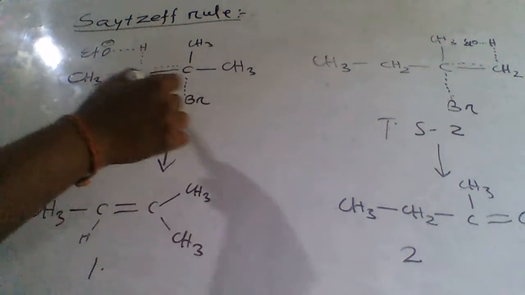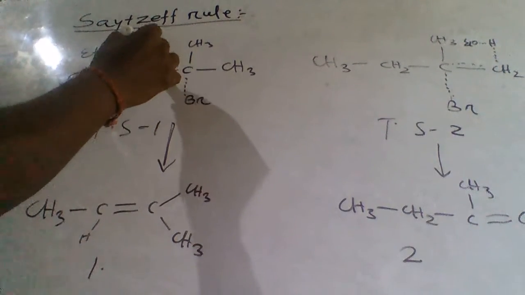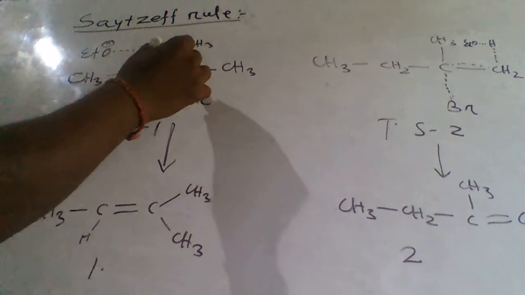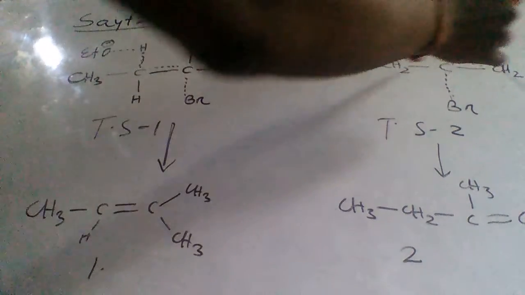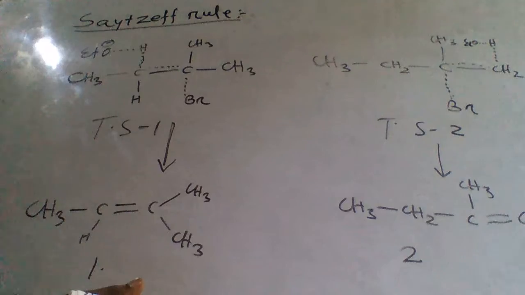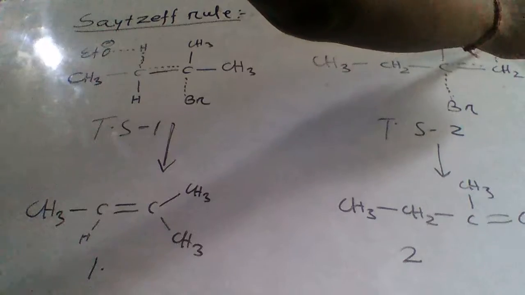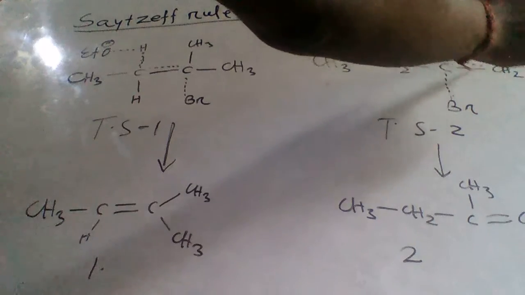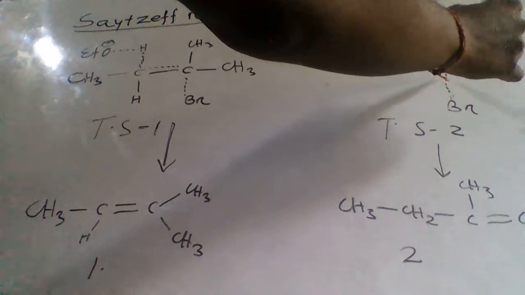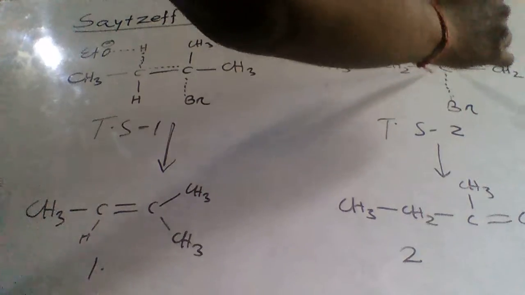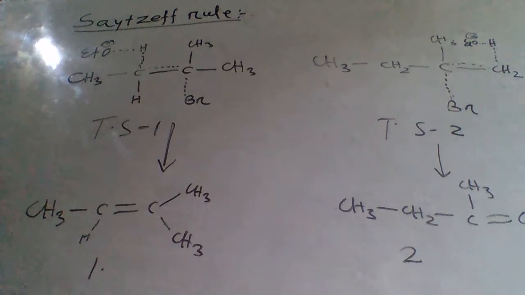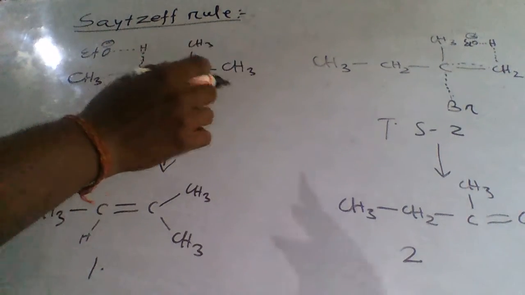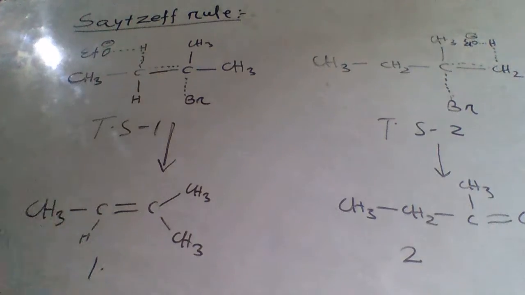And in this transition state, it shows that this is more stable as compared to this one, which I will show in the energy profile diagram. Here the base is abstracting this CH3 proton, this double bond is forming, and bromine is leaving from this carbon atom, forming this compound 2. Here this is the transition state, and we'll see it in the energy profile diagram.